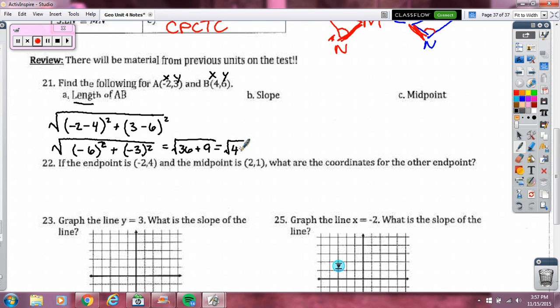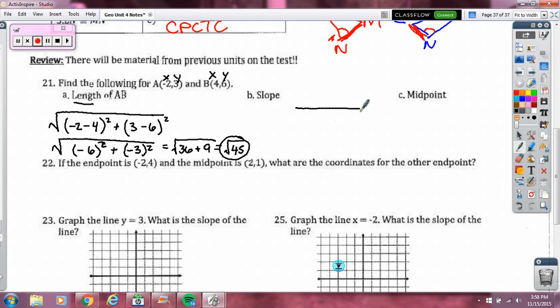Square root 45. And you could leave it like that, or you could type it in your calculator and give me a decimal answer. Let's see, the closest perfect square to 45 is 36, so this is going to be like 6 point something, close to 7, as our final answer. And it makes sense because lengths or distances should be positive.